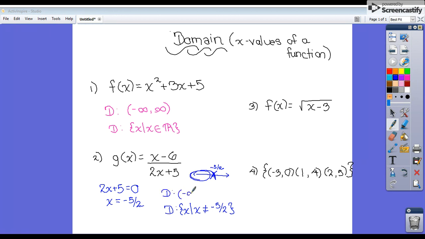It's going to be negative infinity to negative 5 over 2, with parentheses, because brackets mean that you include that number. So we put parentheses, meaning you can go up to negative 5 over 2, you just can't actually include it. Union, because there's a break in the number line, and then I include the numbers from here to here, which represent, again with parentheses, negative 5 over 2 to infinity. So negative 5 over 2 is again in parentheses because I can go up to it, I just can't actually include that value itself.